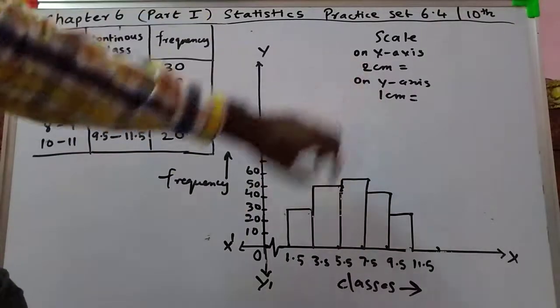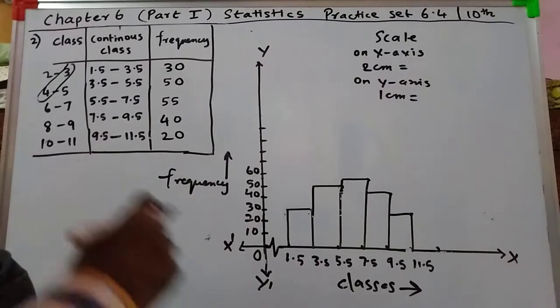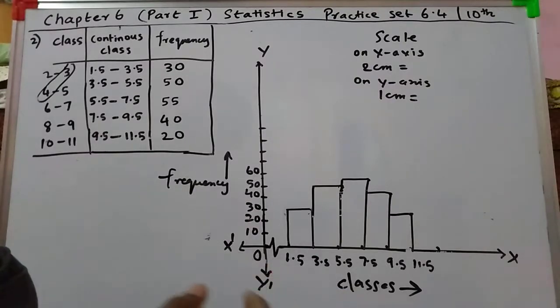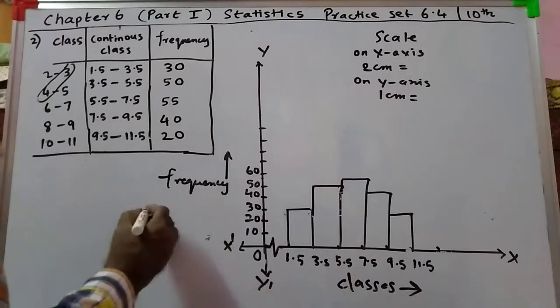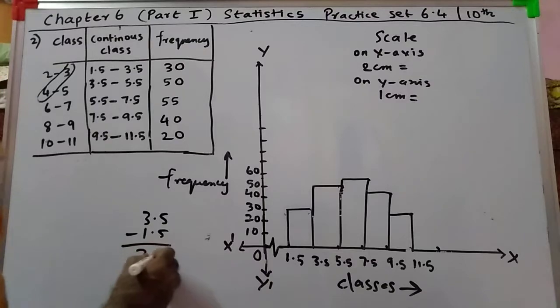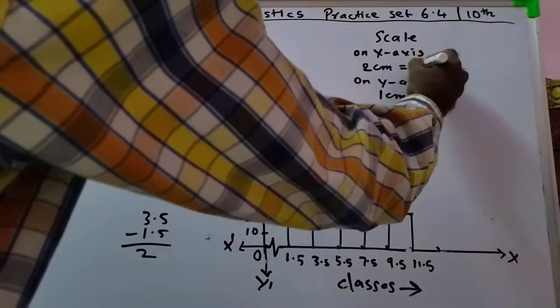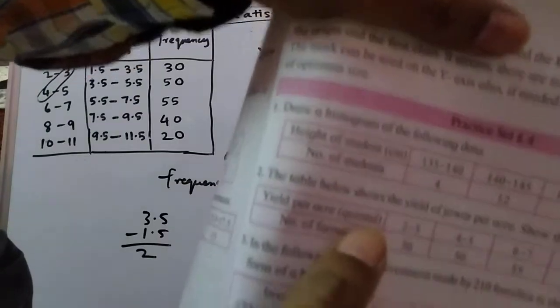The scale on y-axis is 2 centimeter. Okay, 2 centimeter we can take it as quintal. Subtracted 3.5 minus 1.5, that is 2. So 2 centimeter is 2.